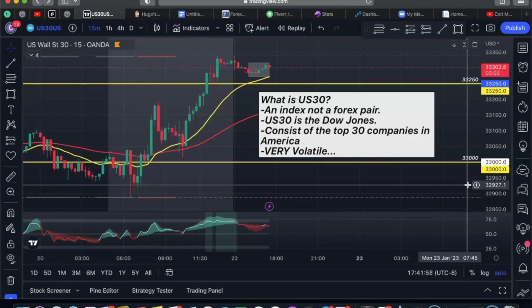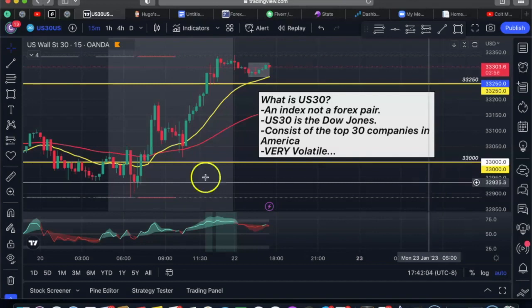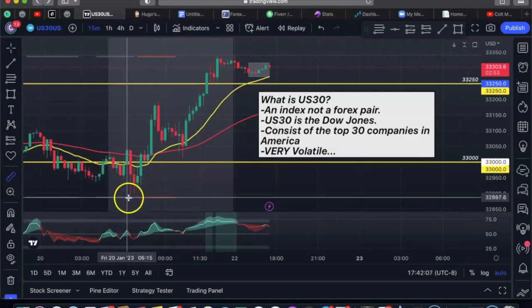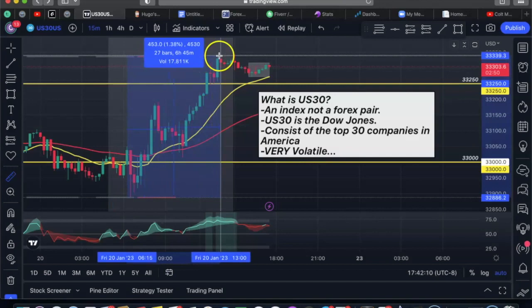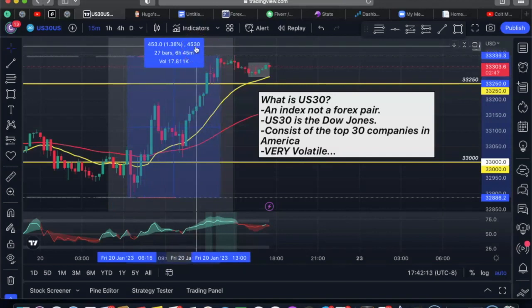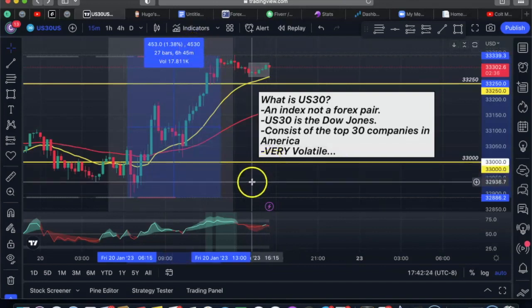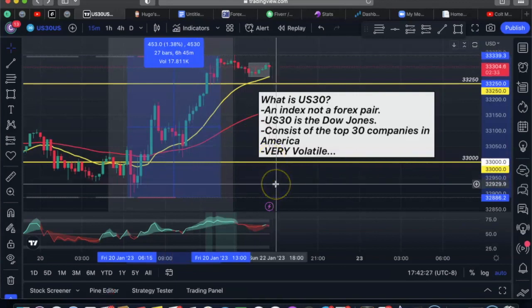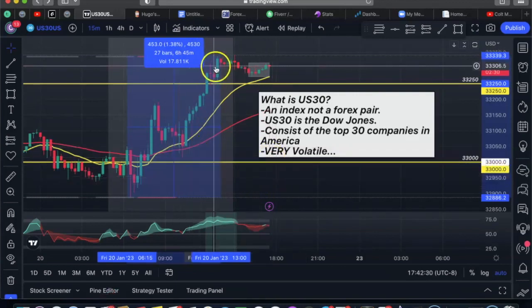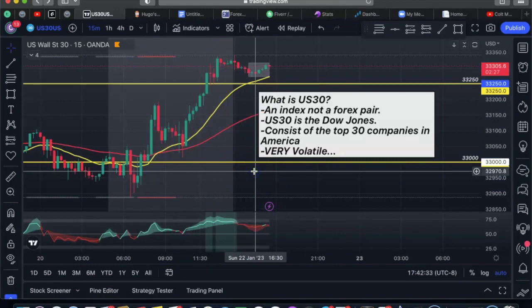Now also understand that US30 is very volatile. The pip count is extremely high compared to forex pairs. If we look at the chart right here, from this low to this high, this is 4,500 pips. This is not 453 pips. This is 453 points, but it's 4,500 pips, which if you use a 0.01 lot size, you would have made $450 right there. But the same thing applies: if you were to take that trade as a loss, you would have just lost $450. So understand that US30 is much different than any other forex pair or any pair that you guys have ever traded before.